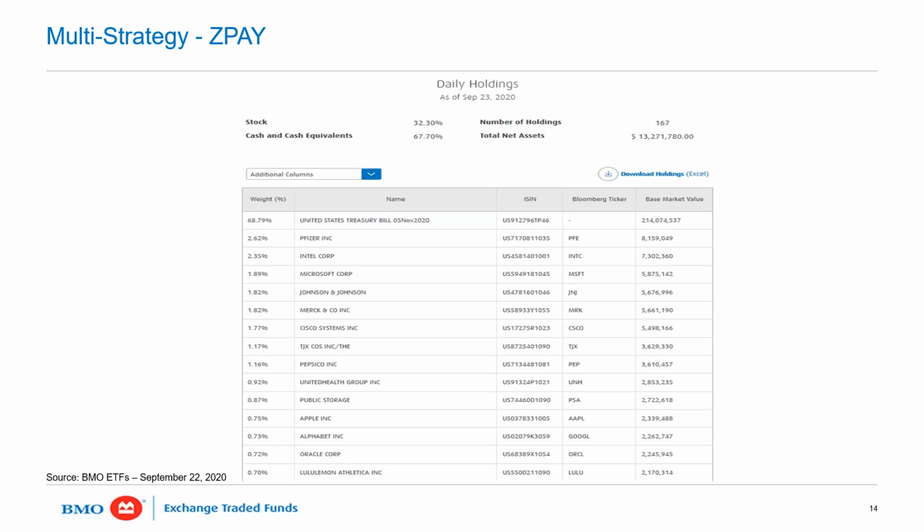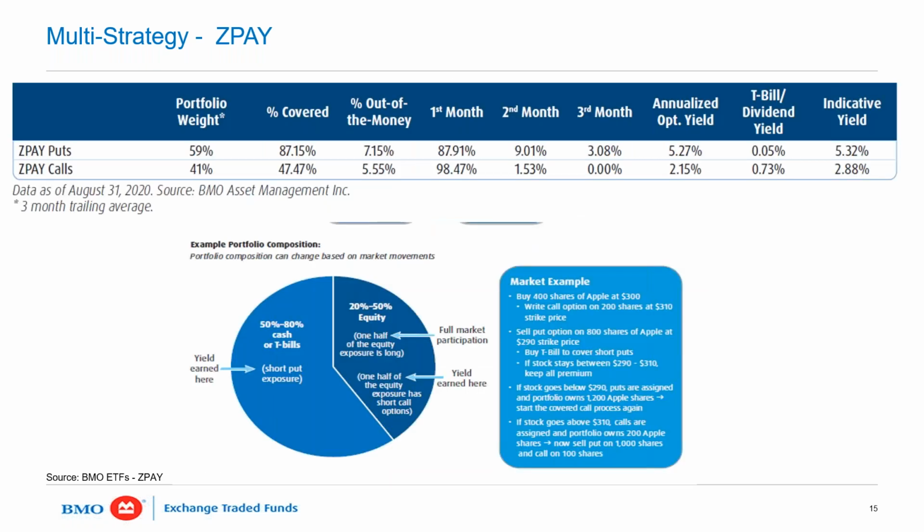So we think it's a really interesting way to gain partial equity exposure and still get this consistent cash flow stream from the option overlay that we're running. And there's the chart that shows what's going on in the two sides of the portfolio.